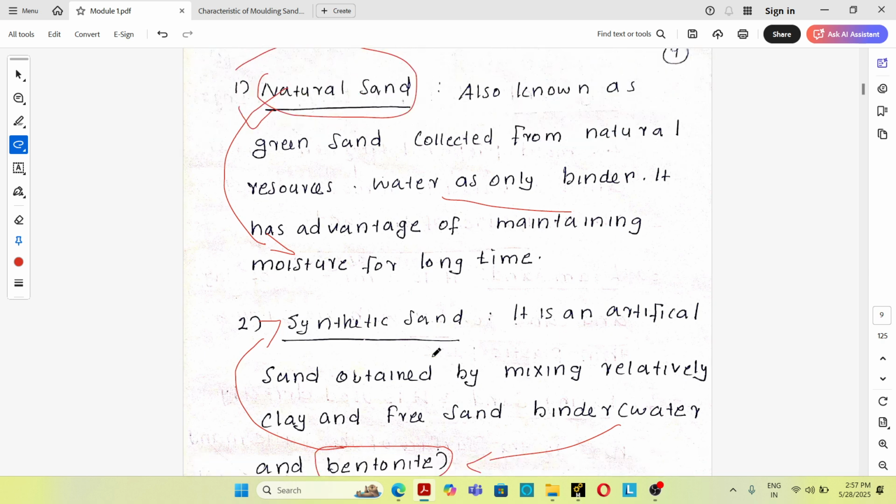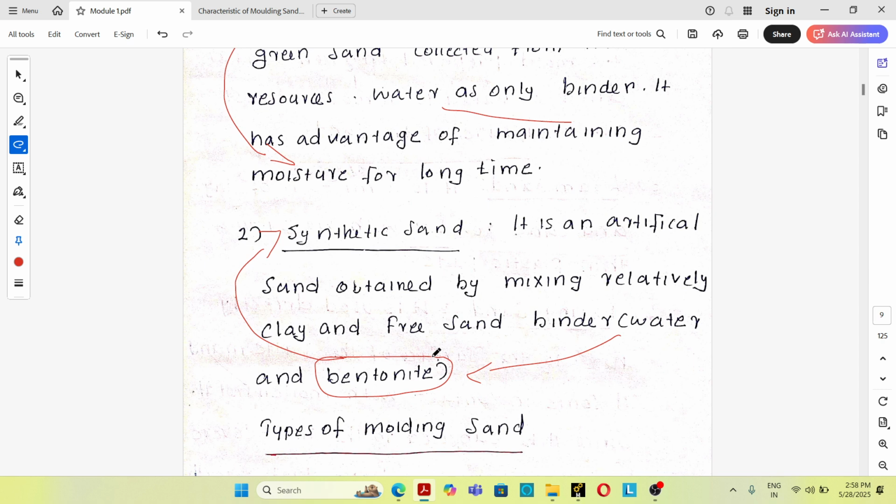So these two are the basic classification of sand used for making sand mold, natural sand and synthetic sand. Natural sand, which is available from natural resources, is also known as green sand. Water acts as the binding agent and it has the advantage of holding moisture for a long time. Synthetic sand is an artificial sand. It is prepared by mixing clay and free sand and adding binder, water plus bentonite. Due to the presence of bentonite, the strength of the synthetic sand is high compared to natural sand.